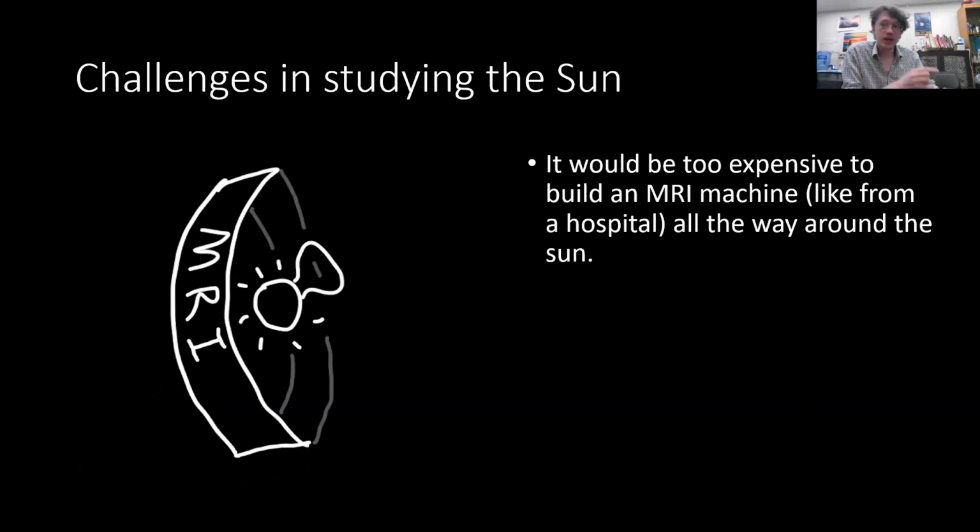We would love to build, like, a CAT scan around the sun to sort of see inside. When you go to the hospital and you get into an MRI machine, you get into a CT machine, it looks at you from every angle and it sort of shoots X-rays through you or looks at magnetic fields through you, and it tries to figure out what's happening inside. We'd like to do that for the sun, but we can't build all the way around the sun. We can't surround it to look in from every angle.